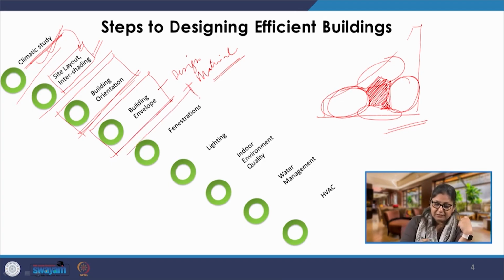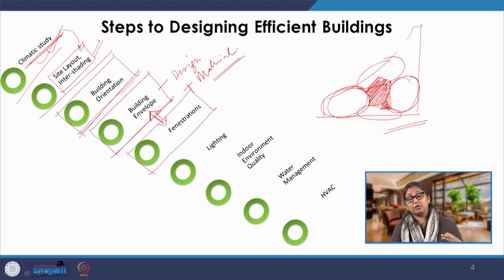Then we look at the fenestrations. So, this is just an extension to the building envelope, because fenestrations are closely connected with the envelope. So, which orientation do we want fenestrations on? Do we want it on north or south or east or west? So, we have to look at the orientation of the fenestration, we have to look at the materials which we are going to use for the fenestrations, how much fenestration should be provided.